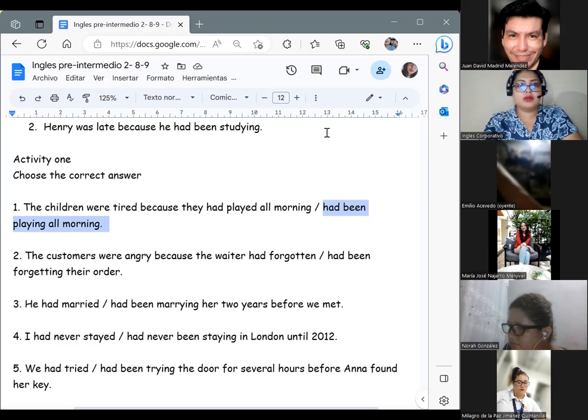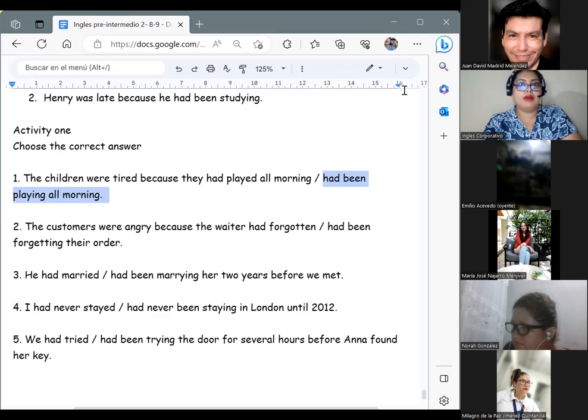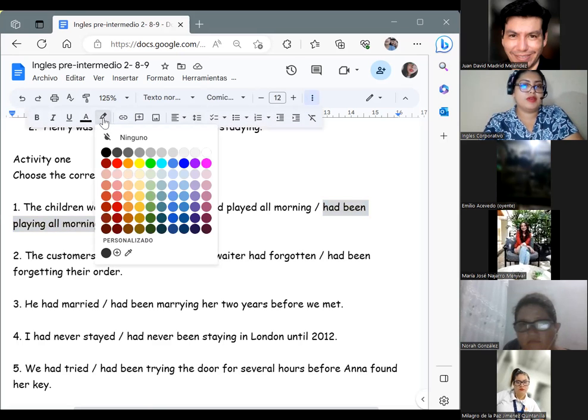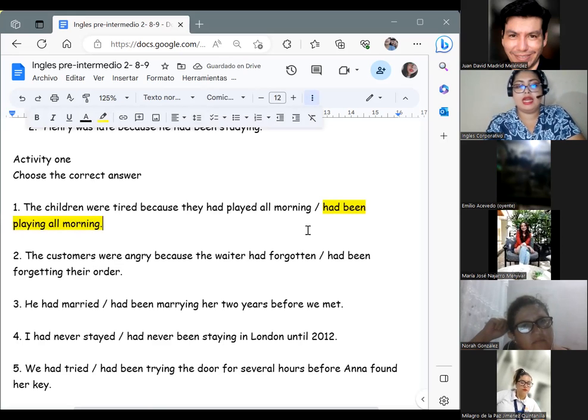Estamos hablando de la causa. Es lo que acabamos de ver en la parte de arriba, donde dice que explicamos una causa de algo. Y aquí pues estamos diciendo que los niños estaban cansados porque habían estado jugando toda la mañana.